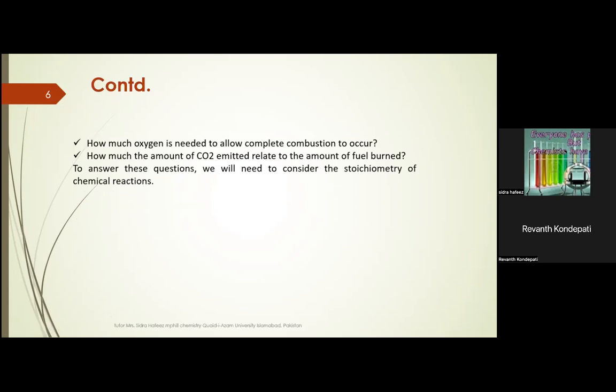So, what was the main reason for studying the combustion of fuel? Basically, we want to discuss how much oxygen is needed to allow complete combustion to occur. So here we will use the concept of stoichiometry to discuss the complete combustion of a fuel. How does the amount of CO2 emitted relate to the amount of fuel burned? To answer this question, we will need to consider the stoichiometry of chemical reactions.